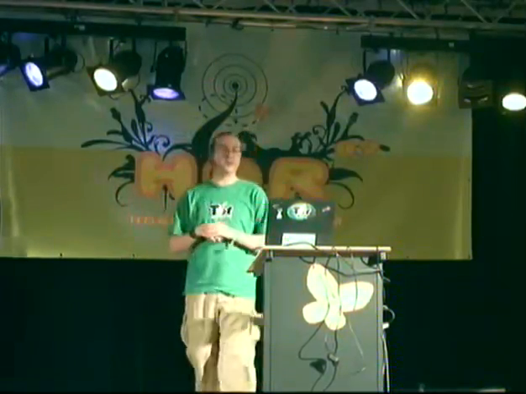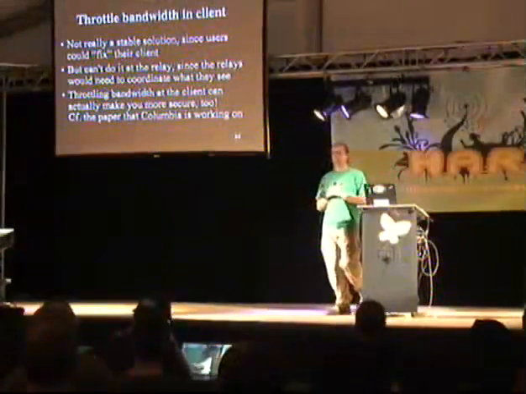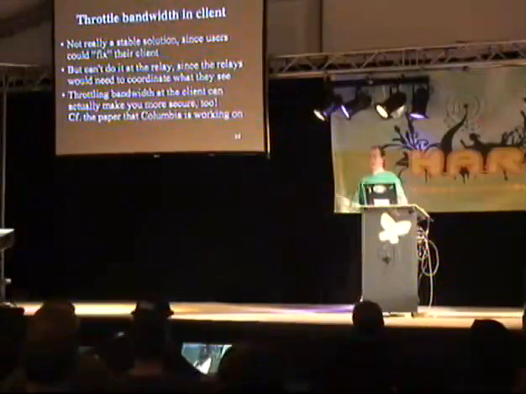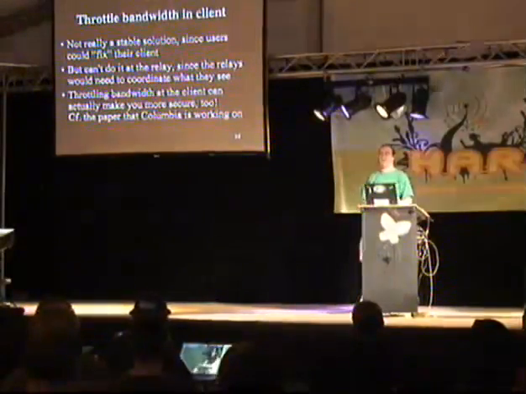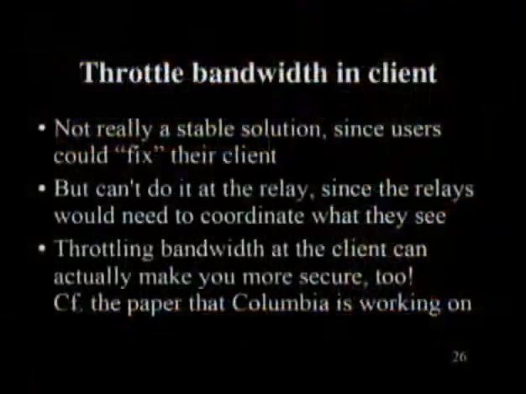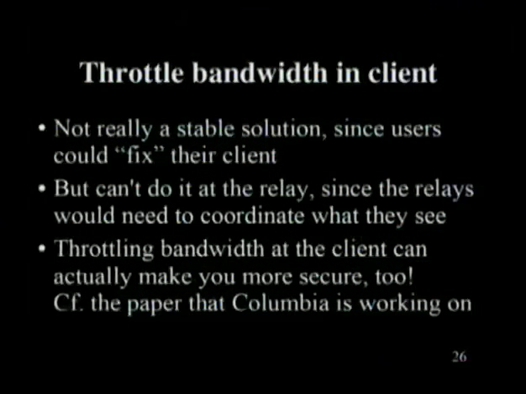Okay, another thing we can ponder, maybe we should be throttling the bandwidth in the client. If we've got all these file sharing people, all these bulk transfer people, maybe we should say your Tor client can send 20 kilobytes a second. That's all you get. And on the one hand, it's not really a very stable solution, because some guy is going to build a Tor++ client that doesn't rate limit itself, and they'll put that out there, and then we'll be competing with that. We can't really do it at the relay.